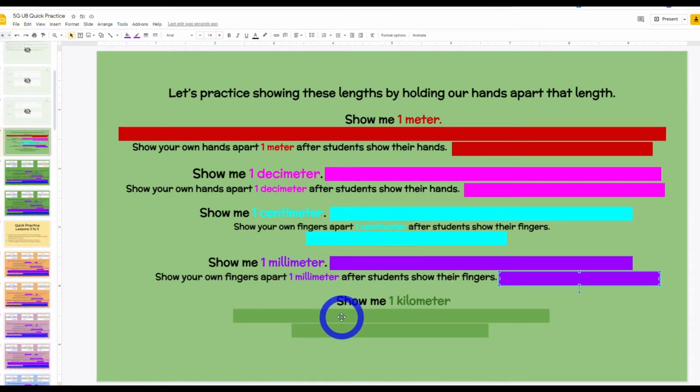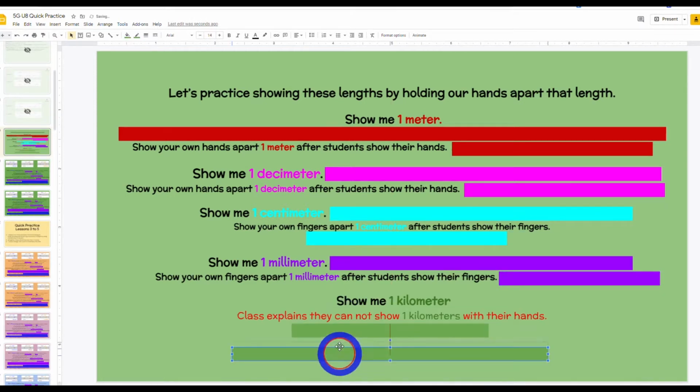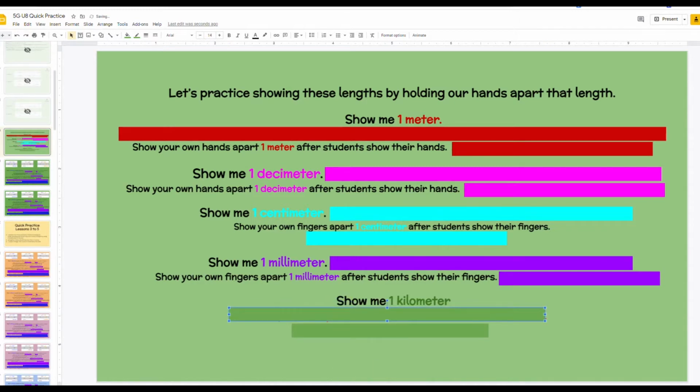Now show me a kilometer. Obviously we can't show a kilometer, but they could pretend that they're running in place. So a kilometer is like from here, and come up with something that is nearby your school or your classroom that is about a kilometer away. So a kilometer is like here, if I were to run from here to where. And then you can verify that as well.